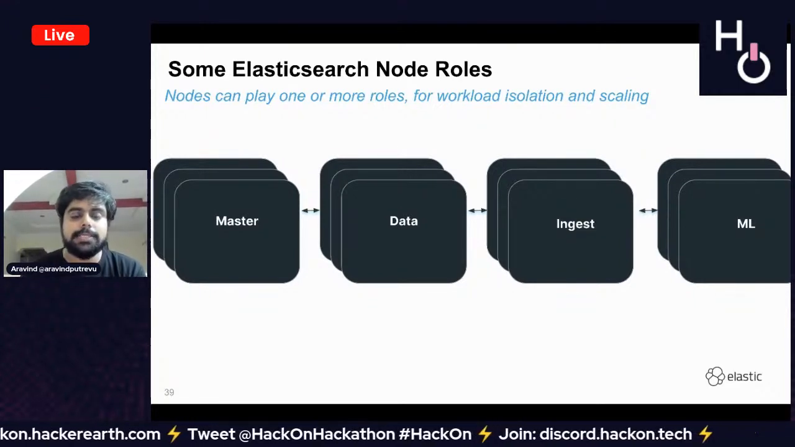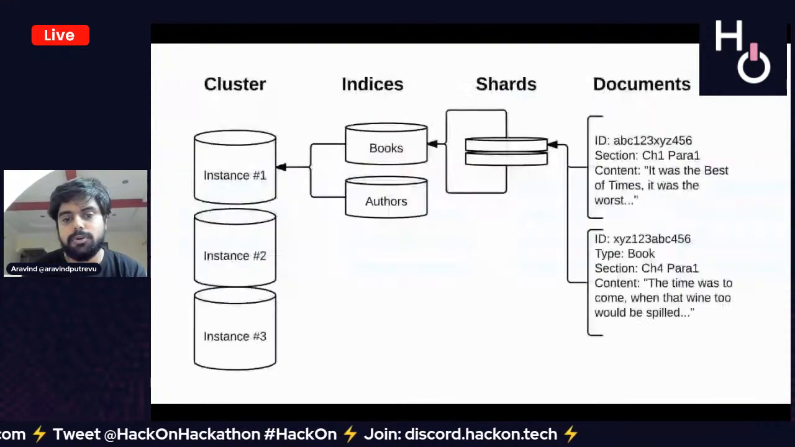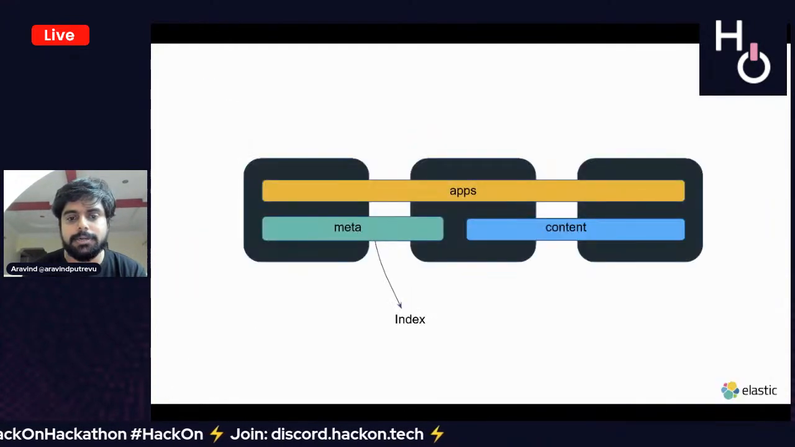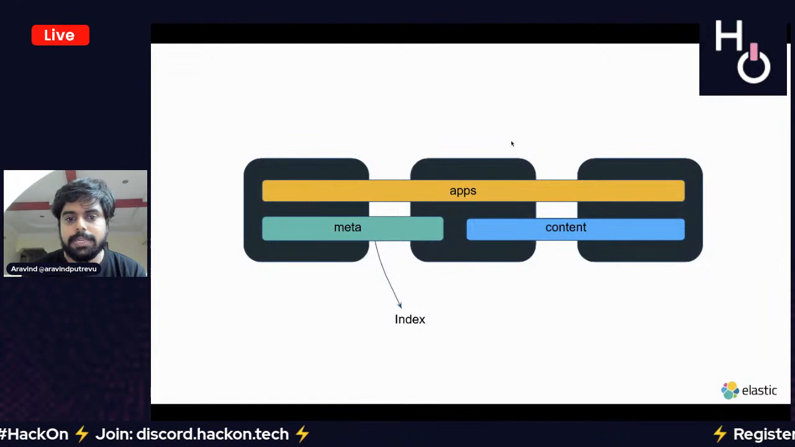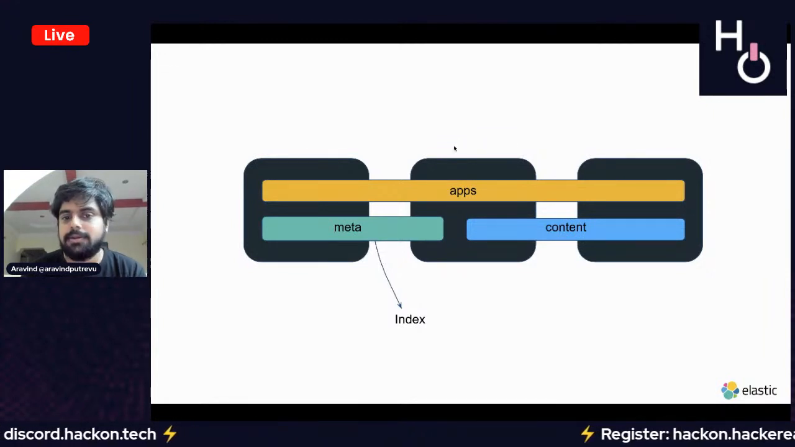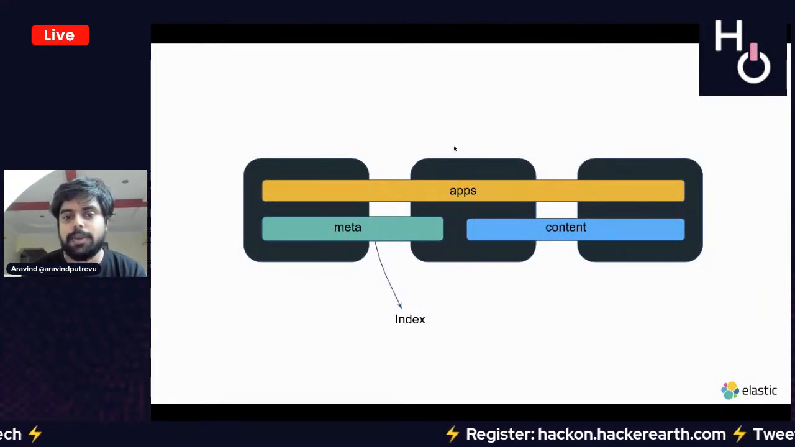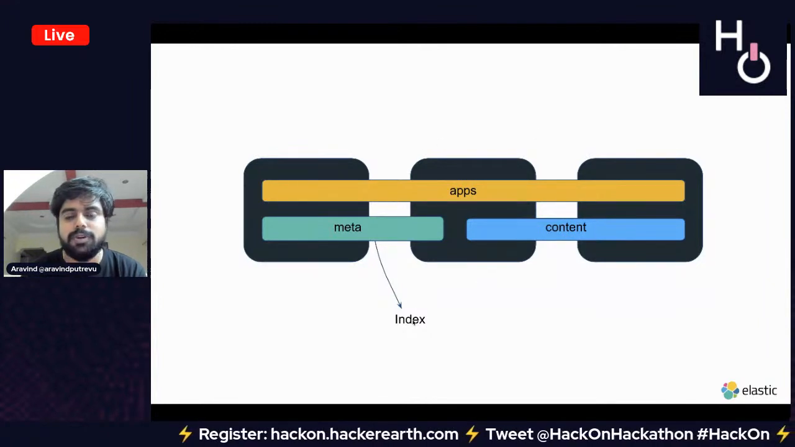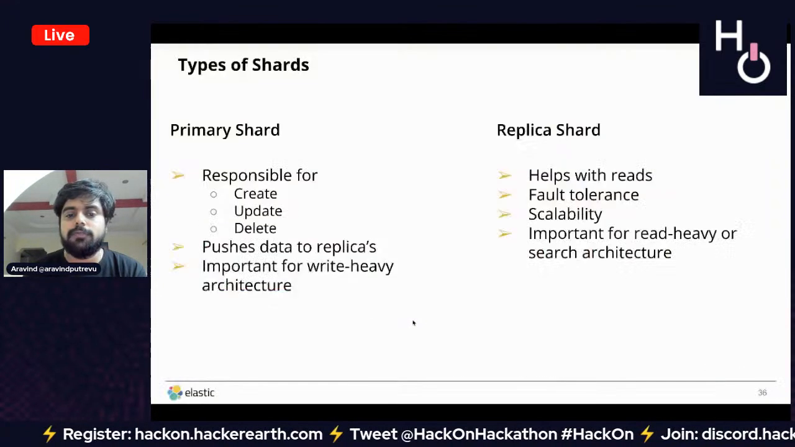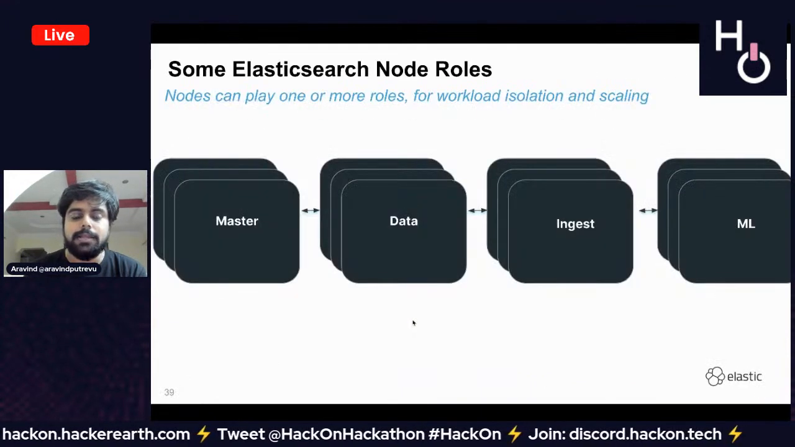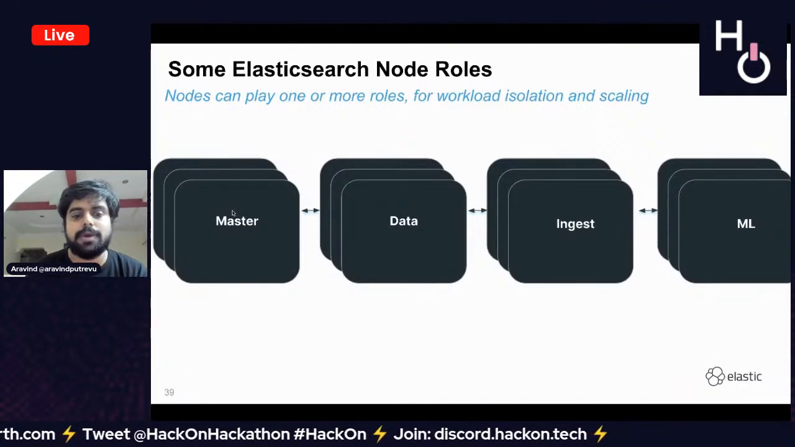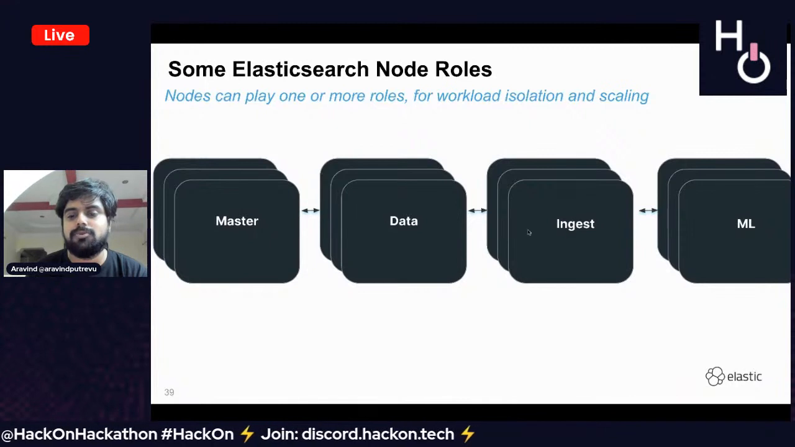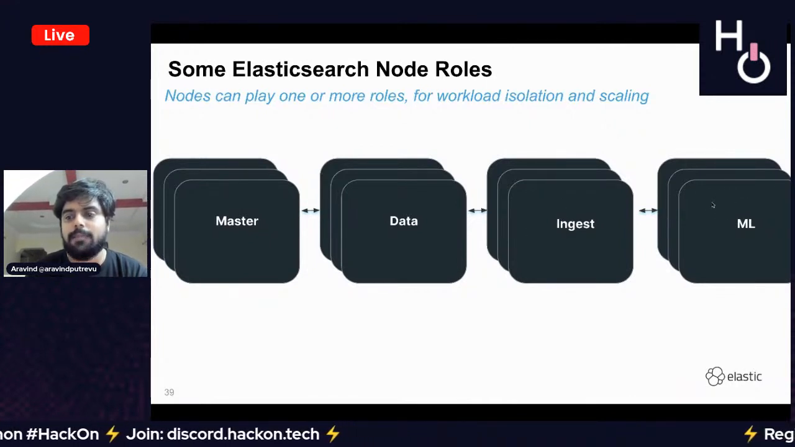So Elasticsearch also has, like we spoke about nodes, right? Different nodes. But we didn't discuss that the node has a role. I spoke about the master node. I spoke about different types of nodes which can do different roles. So you could also configure Elasticsearch for doing all of that. You could set some nodes as master node, some nodes as data node, some nodes as ingest node, some node as ML node.